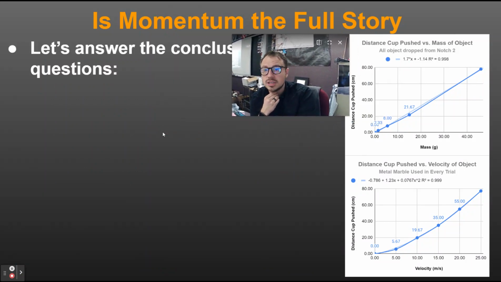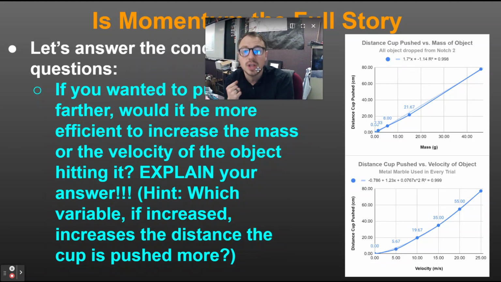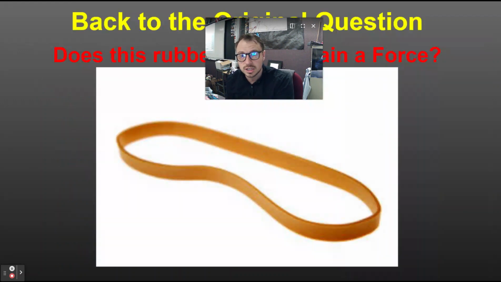So that last question is, if you wanted to push the cup farther, would it be more efficient to increase the mass or the velocity of the object hitting it? The answer is you'd want to increase the velocity, and it all has to do with the slope. The slope of the mass versus distance line is a straight line. It's a constant slope. Now, the slope of the cup push distance versus the velocity is exponential. It's always changing. That slope is always increasing. So whatever number you're trying to get to, it'd just be more efficient to increase the velocity than the mass, because it is an x squared relationship.